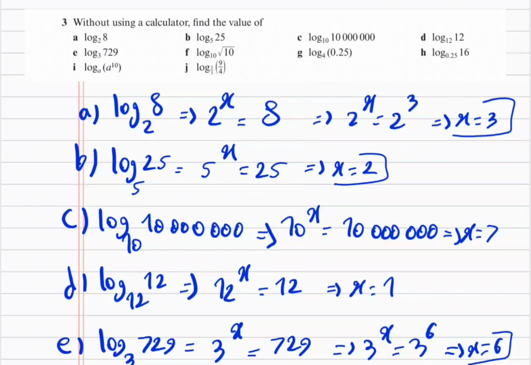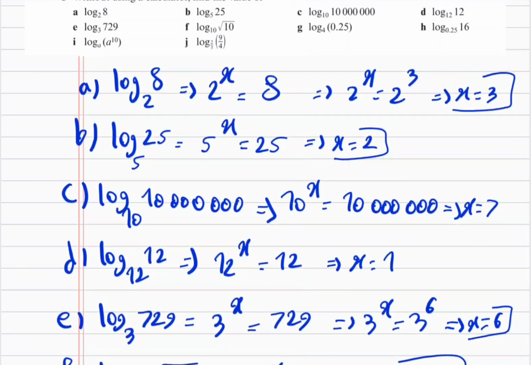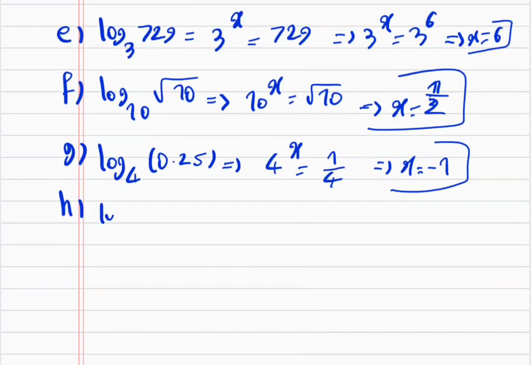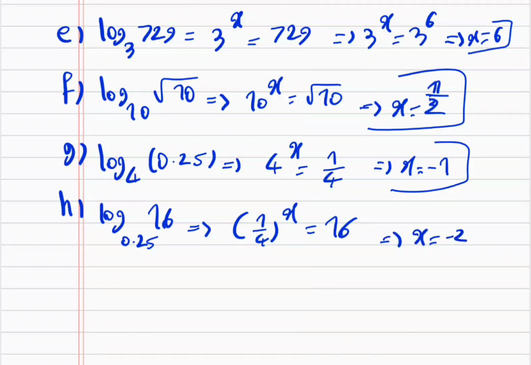Now for H, we have log base 0.25 of 16. So this is equal to 1 over 4 to the power of x is equal to 16, and this happens when x is equal to minus 2, right? Because when we have 1 over 4 to the power of minus 2, this becomes 4 to the power of positive 2, and that just gives us 16.